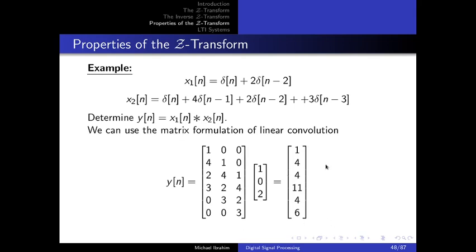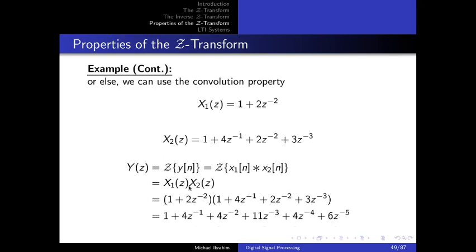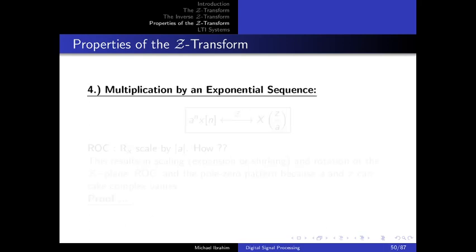This example is very simple. It's trying to verify the property which says performing linear convolution in time is equivalent to multiplying the corresponding z transforms in the z domain. So sometimes it would be easier to do the linear convolution in time. Sometimes it's easier to do the z transform multiplication in the z domain.